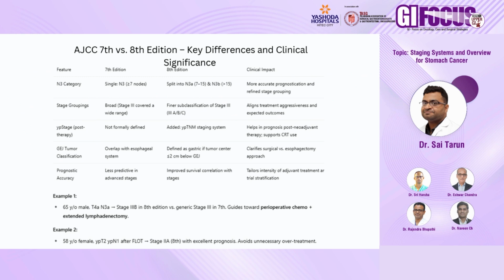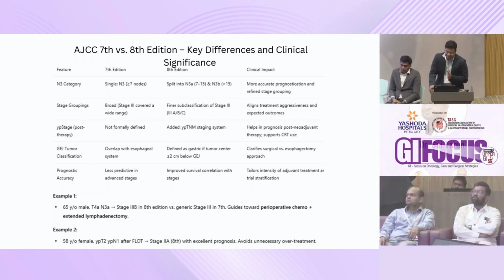Briefly, I would like to touch upon the 7th and 8th systems, and what is the difference between the 7th classification and the 8th classification. The N3 group has been split into A and B. This helps in prognosticating better, and there's further subdivision of stage 3 into A, B and C. Again, this helps in correctly prognosticating patients.